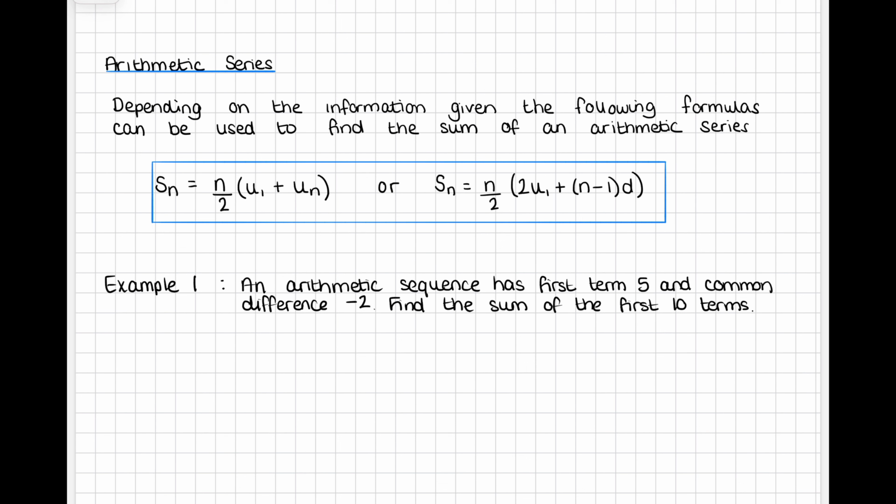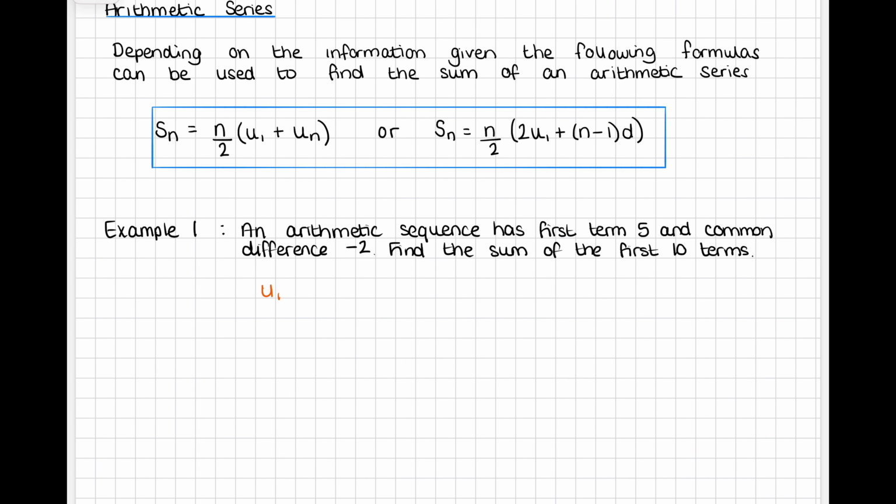Let's do a few examples. So the first one, an arithmetic sequence has first term 5 and common difference -2. Find the sum of the first 10 terms. So here we have that u1 is 5, and we know that d equals -2, and the first 10 terms, so n would equal 10.